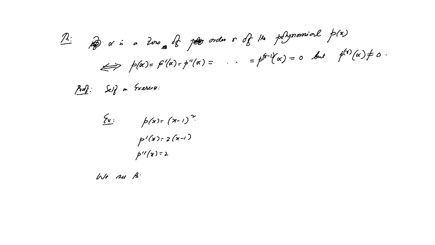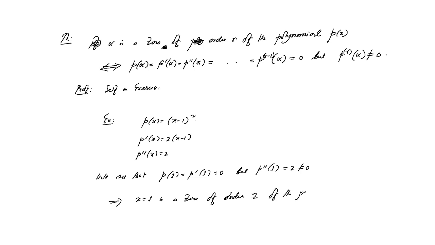What we see is that p of 1 is 0. P dash 1 is also 0. But p double dash 1 is 2, which is non-zero. That means x equals 1 is a zero of order 2 of the polynomial (x minus 1) whole square.